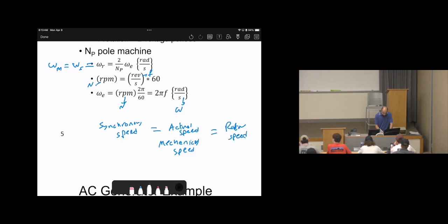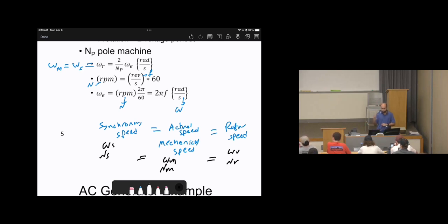So we can say this synchronous speed omega s or ns, mechanical speed omega m nm, rotor speed omega r nr. All of them are equal to each other. Okay? So no matter whenever you see omega m, omega r, omega s, they all will be the same if and only if we are in the synchronous. When we go to the induction, you will see some differences. But here, this is if and only if synchronous.